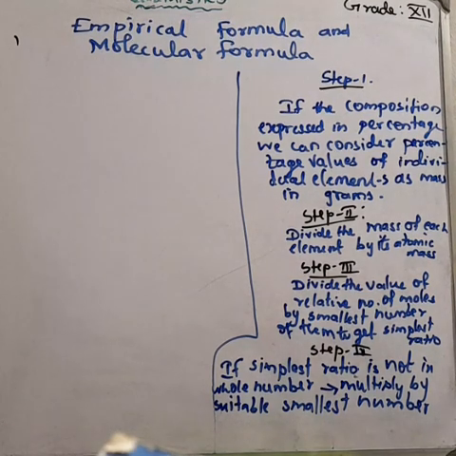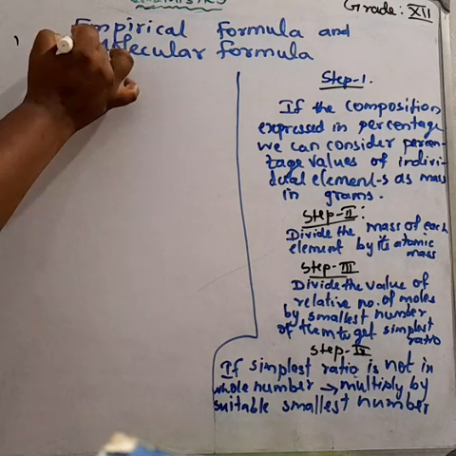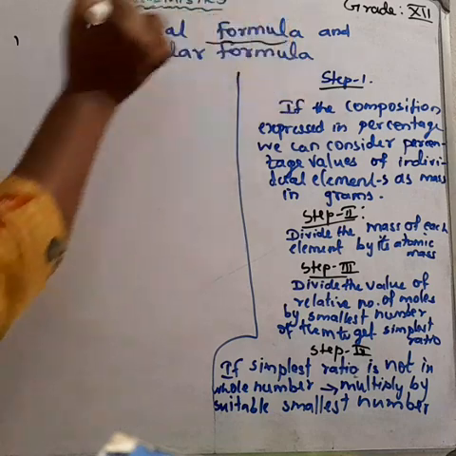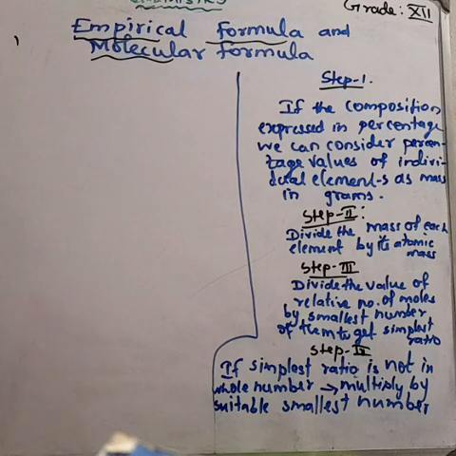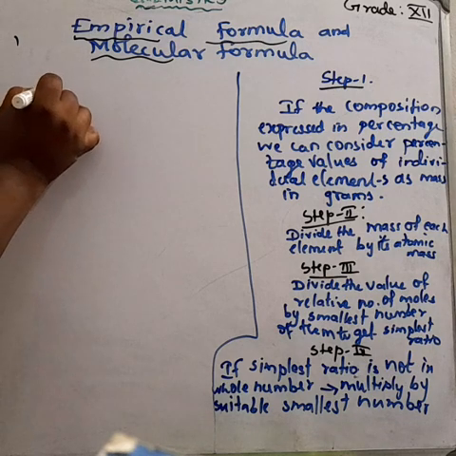Empirical formula and molecular formula. The elemental analysis of a compound gives the mass percentage of atoms present in the compound. Using the mass percentage, we can determine the empirical formula of the compound.